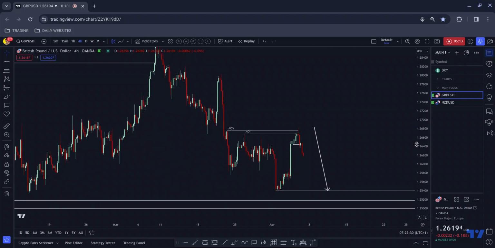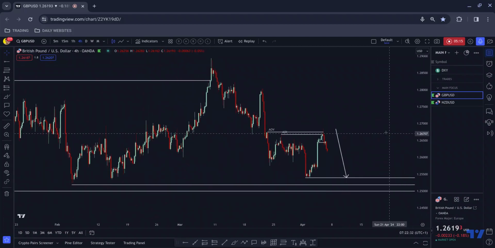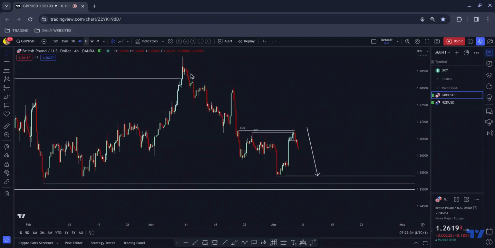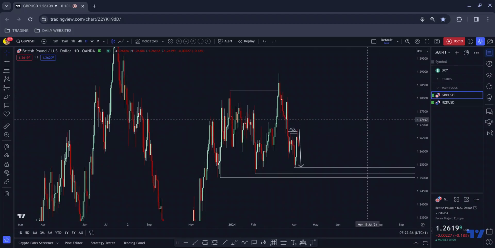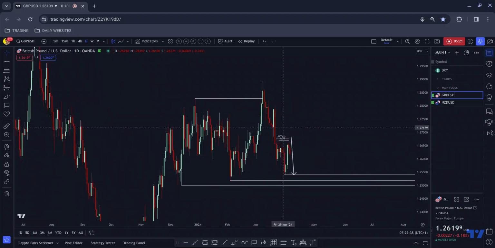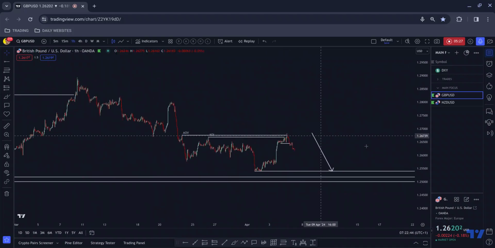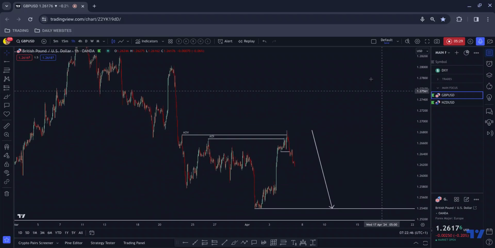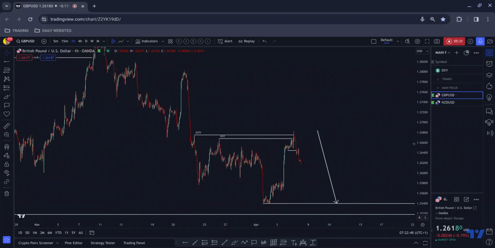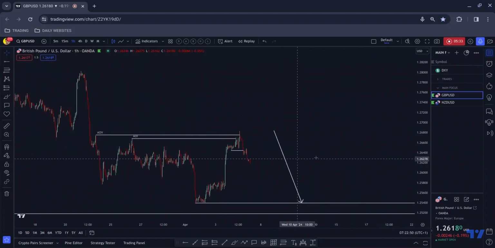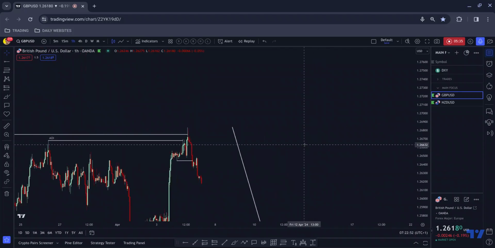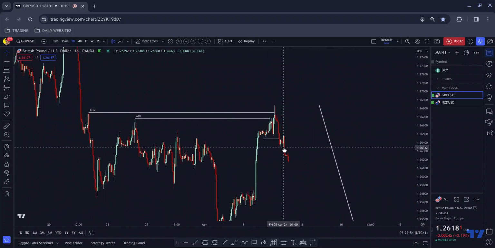If we just analyze the structure, so I'm asking myself, am I well positioned on the higher time frames for a move to the downside? Well, yes. Am I well positioned for a move to the downside on the lower time frames? Well, yes, because you can see here, there was a reduced risk entry here, but that would have gone during the night.